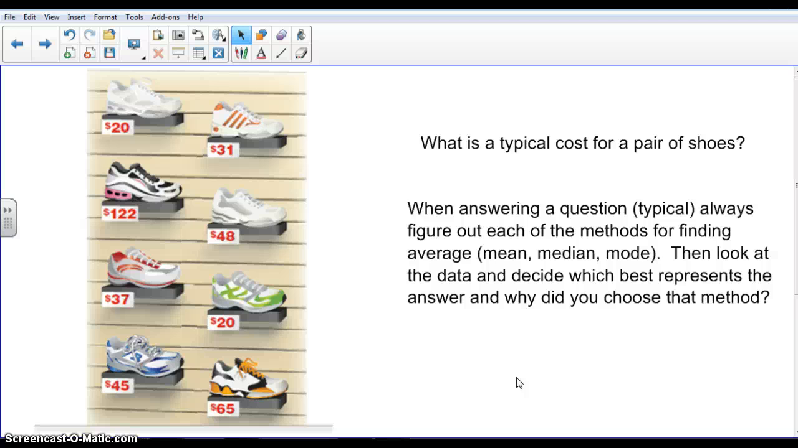Now if you look at that dot plot, the mode is 20, the median is 41, and the mean is 48.5. So in this case, the median best represents the data because the mode is less than most of the data and the mean is greater than most of the data. It isn't always just because the median is right in the middle. Okay, that is one way to figure it out.